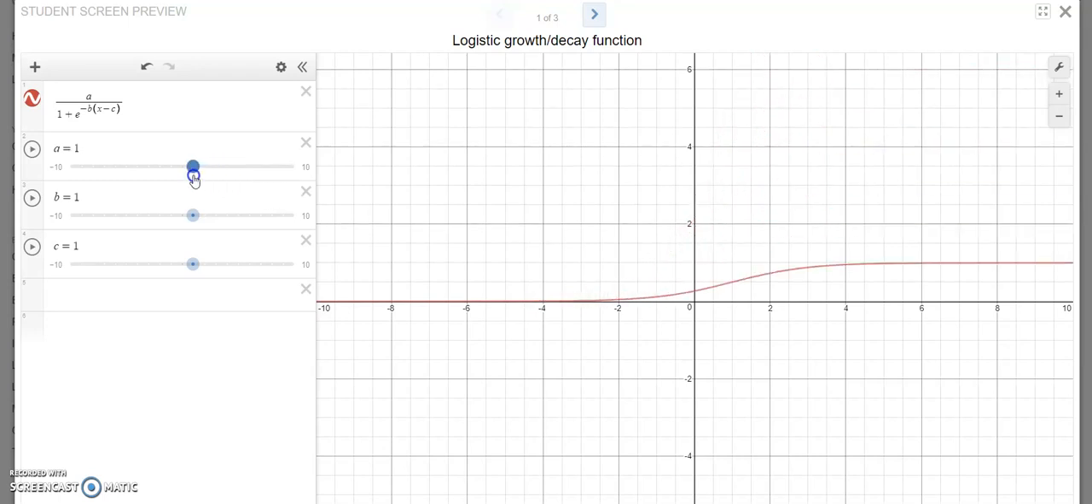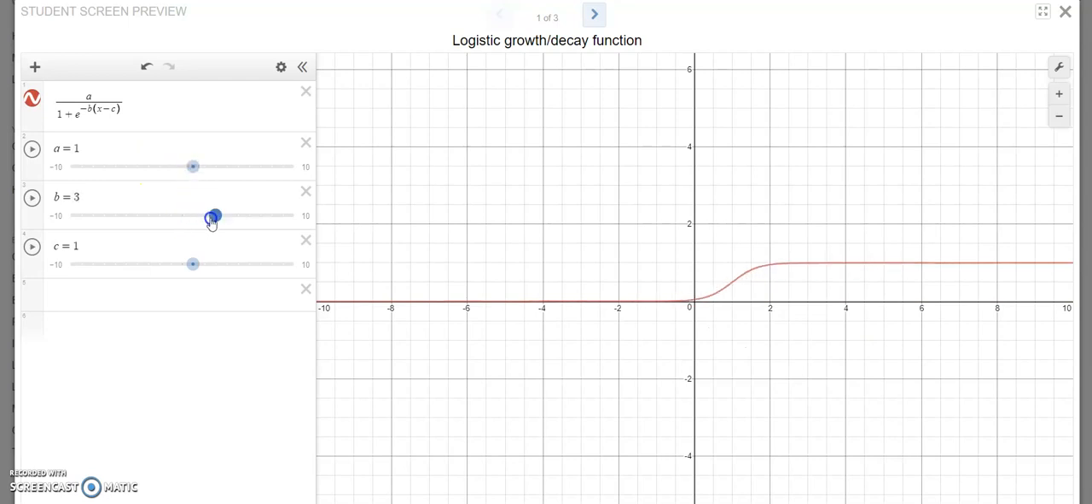If we go down, it goes down to the negatives, which makes sense since A is positive. Say we've got 2, it moves up in the positive direction. And if we drop it down to, say, negative 2, it drops in the negative direction. So let's put A back to 1 and explore B.